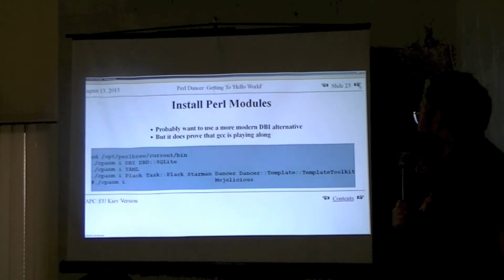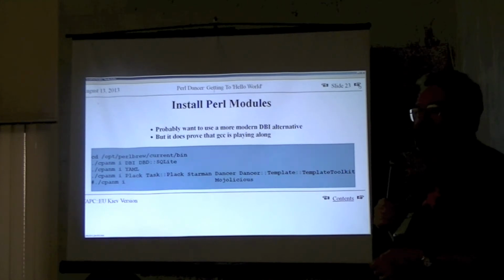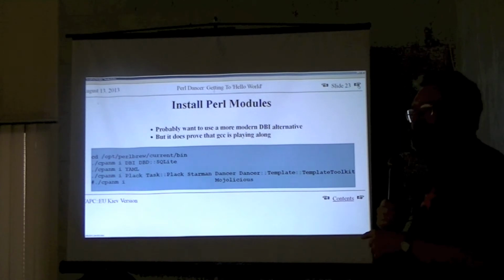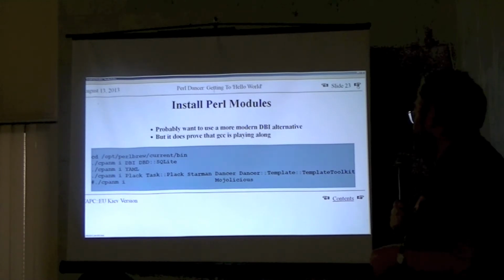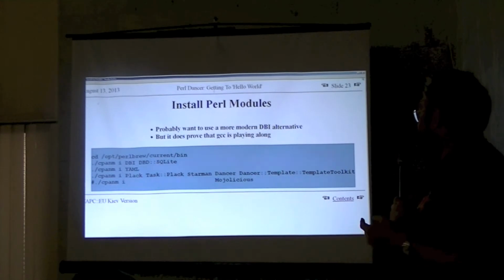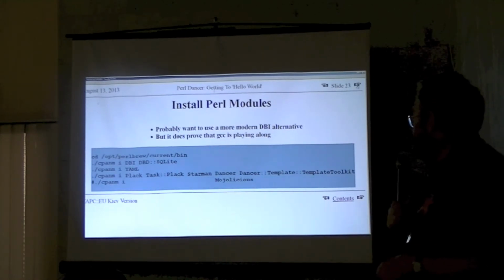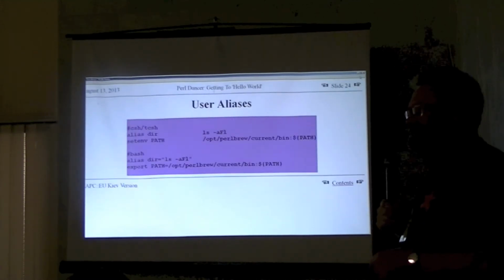Now we're going to install some Perl modules. You probably don't need DBI because you're going to use one of the sexier new ones, DBIx::Class or something, but DBI needs C, so this is a good way to prove that the C you've added plays nice with the Perl you've added. Then Plack, Task::Plack, and Starman, and then Dancer and Dancer::Template::Toolkit. If you were going to do Mojolicious instead, this is where you make a slight diversion.